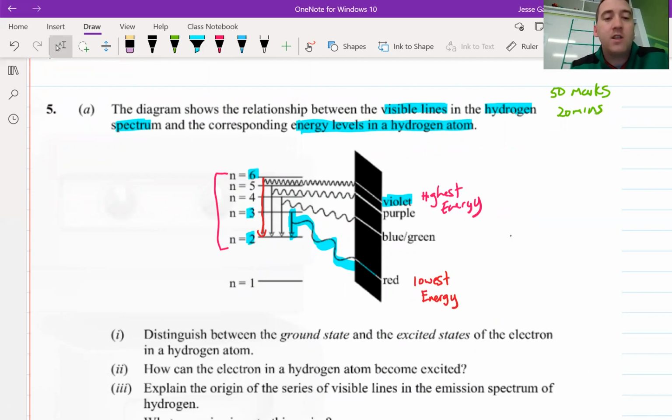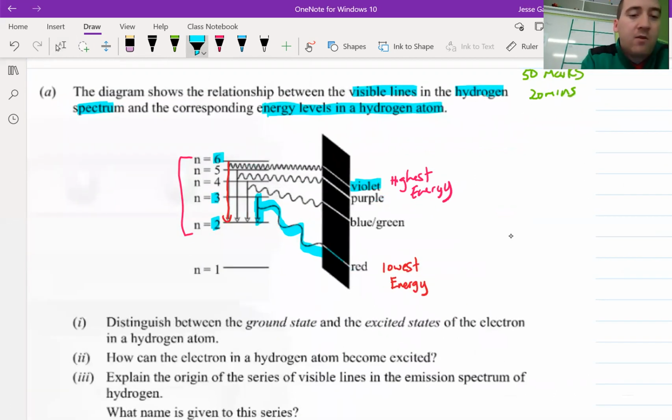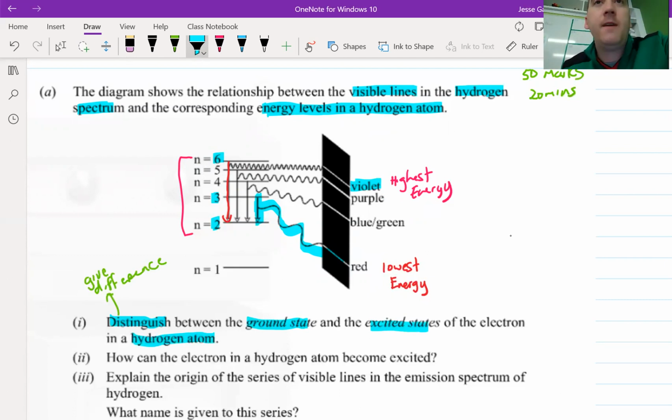Okay, so let's jump into the questions. What does it say? Distinguish. What does distinguish mean? Distinguish means give a difference. Whenever I see that, I'm thinking maybe I can use a table. So distinguish between ground state and excited state of electrons in a hydrogen atom. So we've got to distinguish between them.